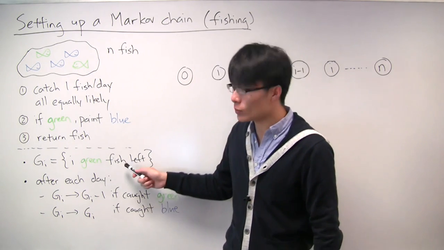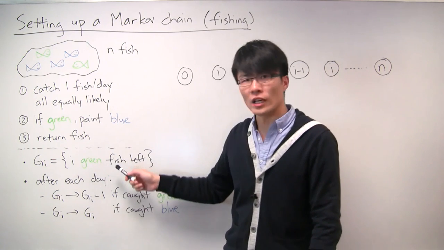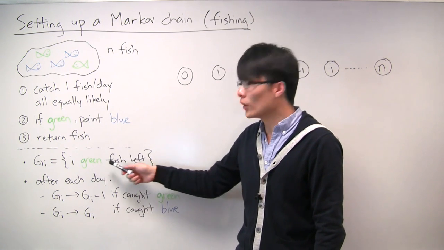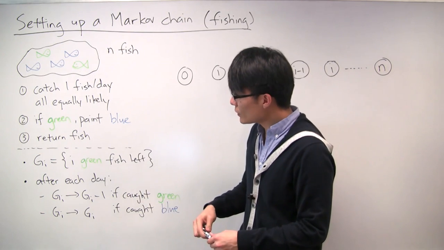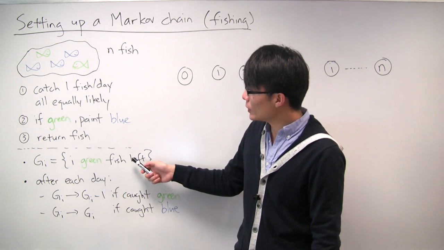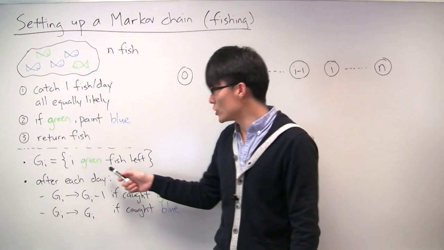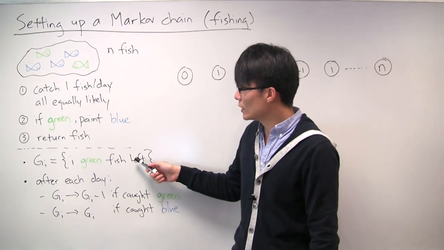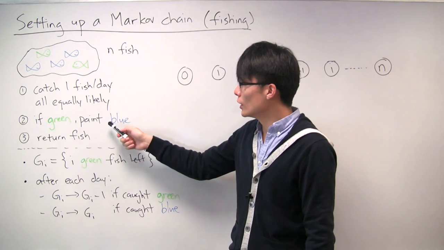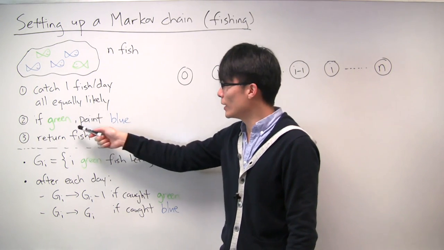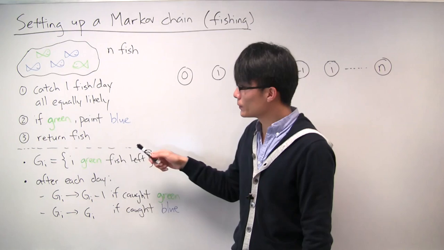Now, in the context of this particular problem, what that means is that if I tell you that there are 10 green fish left, that's all the information you need in order to predict how many green fish there will be tomorrow. So why is that? Well, it's because of what influences the number of green fish that are left. What influences it is which fish you catch, because depending on which fish you catch, you may paint the green fish blue, in which case the number of green fish decreases.